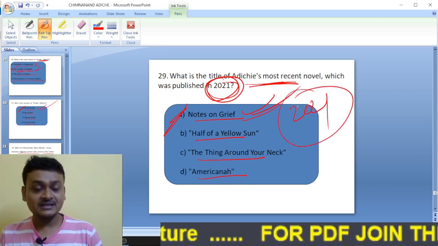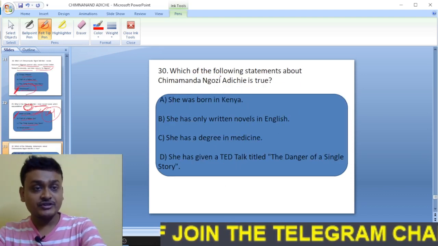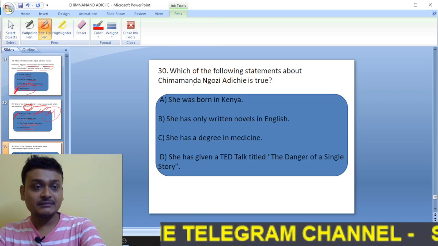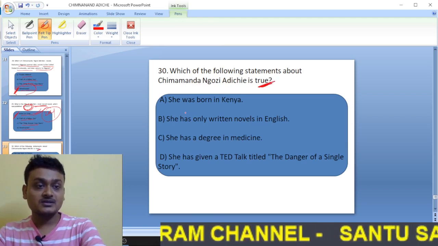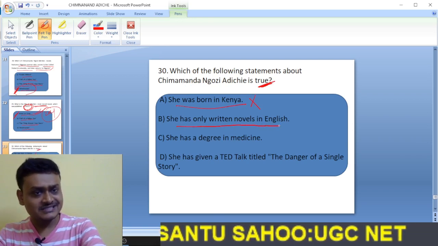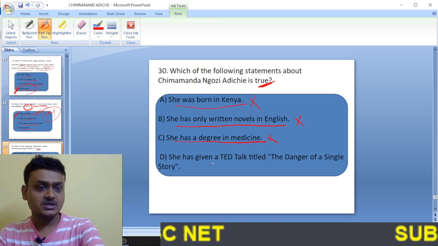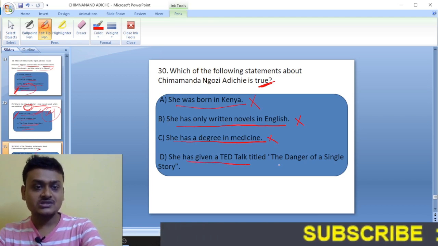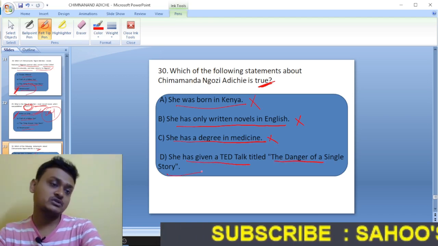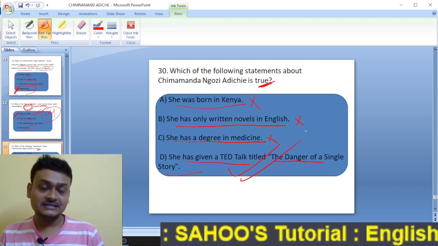And to wind up the session, here is question number 30. Last question of today. Which of the following statements about Chimamanda Ngozi Adichie is true? She was born in Kenya. This is false. She has only written novels in English. This is also false. She has a degree in medicine. False. She has given a TED talk titled The Danger of a Single Story. This is true. So she has given a TED talk titled The Danger of a Single Story.